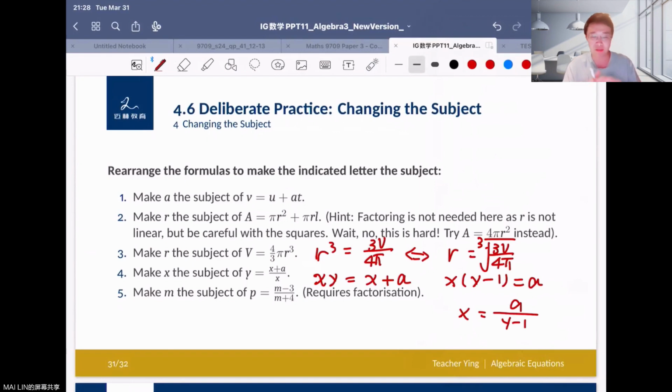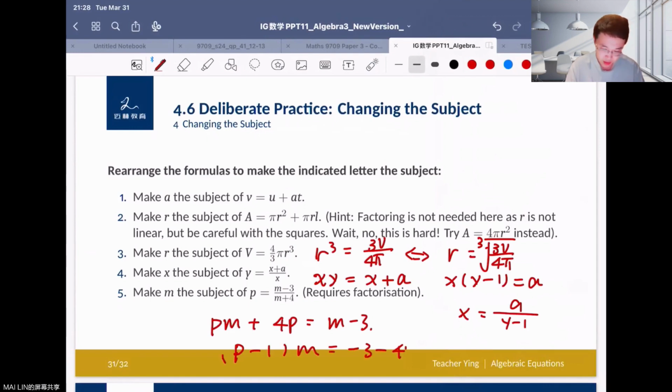And for the last one, make m the subject. So also here, first multiply both sides by m plus 4. So it becomes pm plus 4p equals m minus 3, right? And then you can try to move terms, so it becomes (p minus 1)m equals minus 3 minus 4p. And then it transfers into m equals (negative 3 minus 4p) over (p minus 1). That is m equals this expression, right?